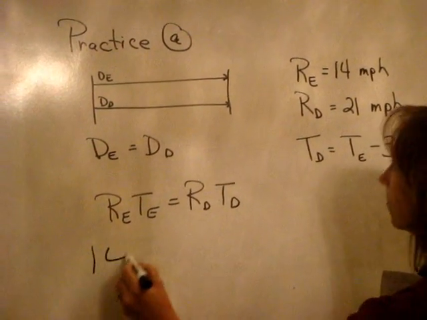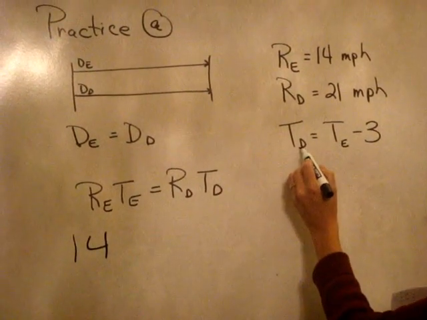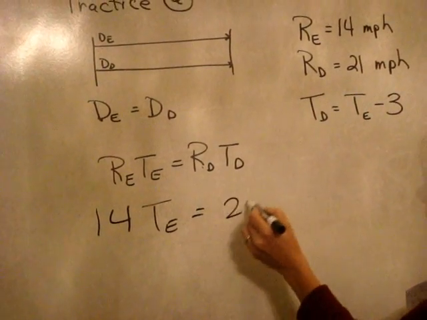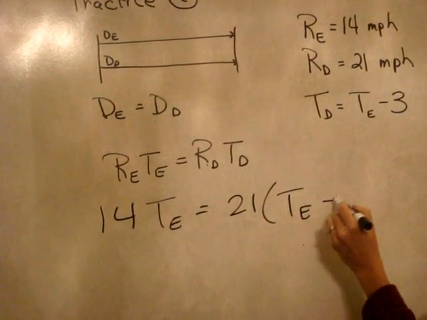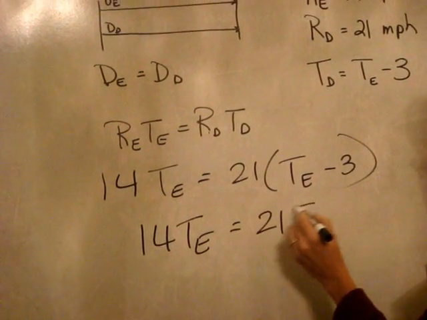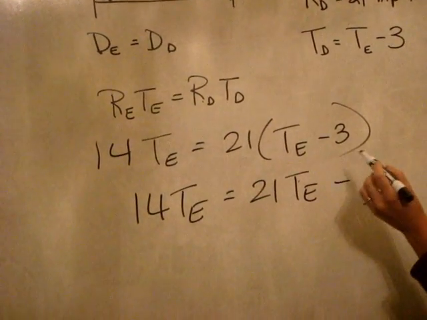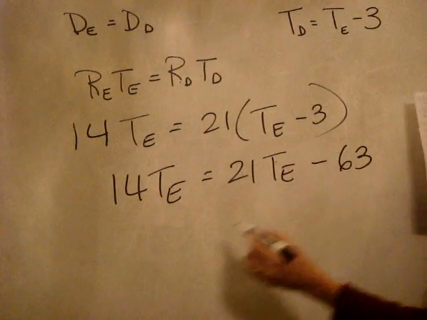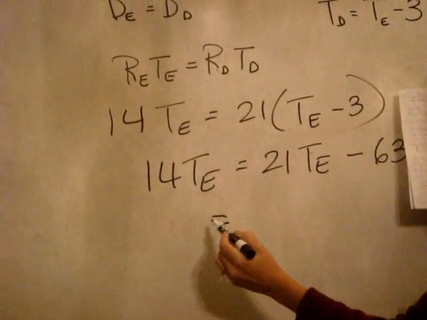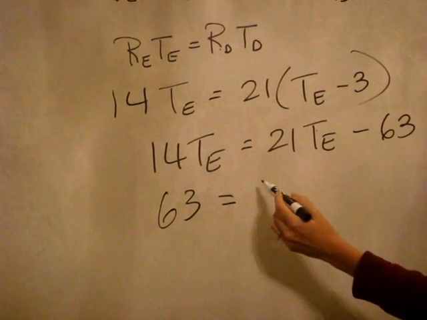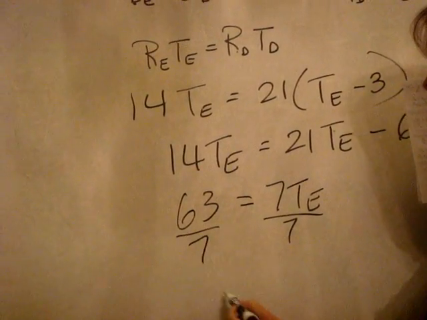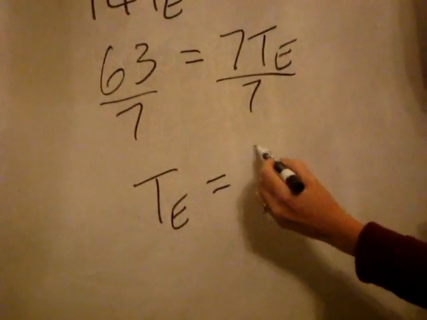So we get 14, time, we're going to leave in the time of Elvira. Rate is 21 of David. Time of David is time of Elvira minus 3. So we get 14 time of Elvira equals 21 times time of Elvira minus 3, equals 63. If we subtract 14 from both sides, we're going to get 63 equals 7 time of Elvira, and we divide both sides by 7, and we get the time of Elvira equals 9.